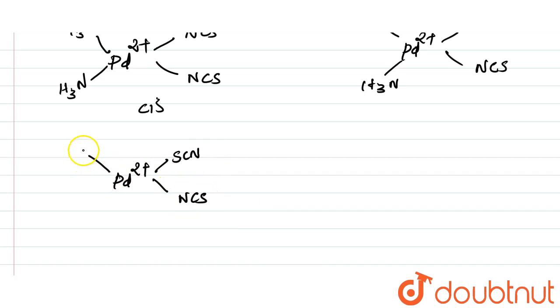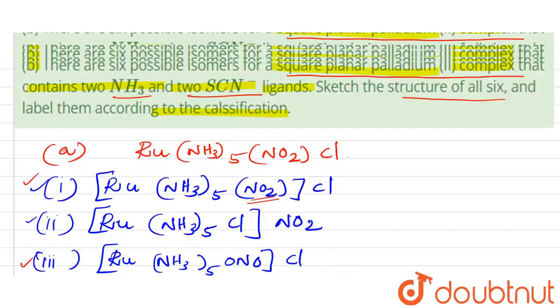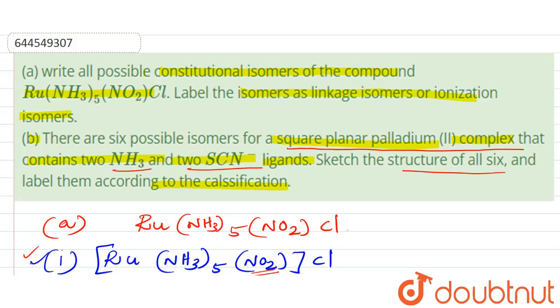Okay, and the next isomer: palladium 2 plus, SCN, NCS, NH3, NH3. Okay, this is cis form and the trans form is palladium 2 plus, NH3, NCS, NCS, NH3. Okay, so these are the six possible isomers of the palladium complex, which has two NH3 ligands and two SCN ligands. So this is all about the answer.